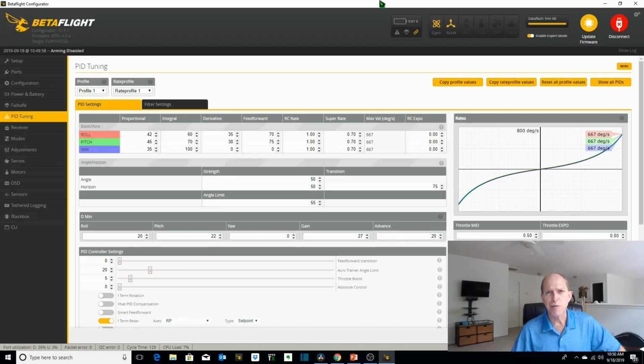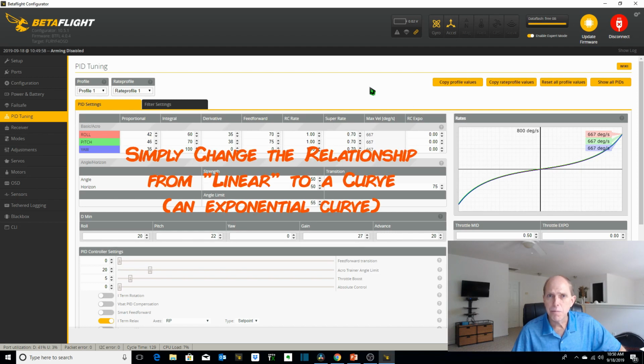So what are these rates that we're talking about? The rates we're talking about are these numbers in the RC rate column, the super rate column, as well as the RC expo column. The rates are simply how your quad responds to your stick movements and the position of your stick. Specifically, the RC rate is a linear relationship between your stick movement and the quadcopter's movement. The super rate and the RC expo simply add a curve to that linear relationship.